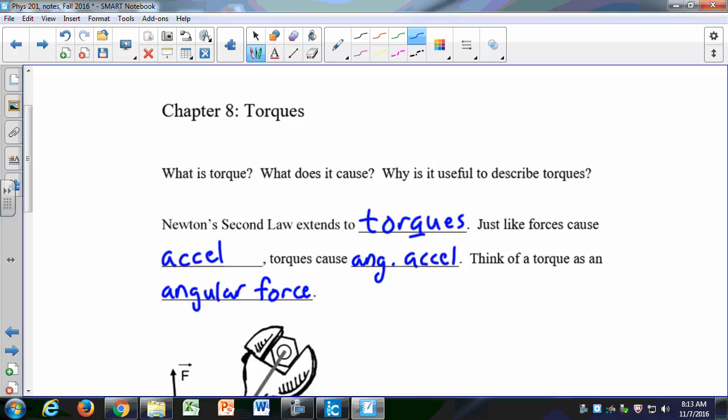So remember, we have these analogs between linear and rotational motion. We said that theta was not the same as, but it's similar to x. That omega is similar to v, the linear velocity. That alpha is similar to the acceleration. And now we're going to say that torque is similar to the force.